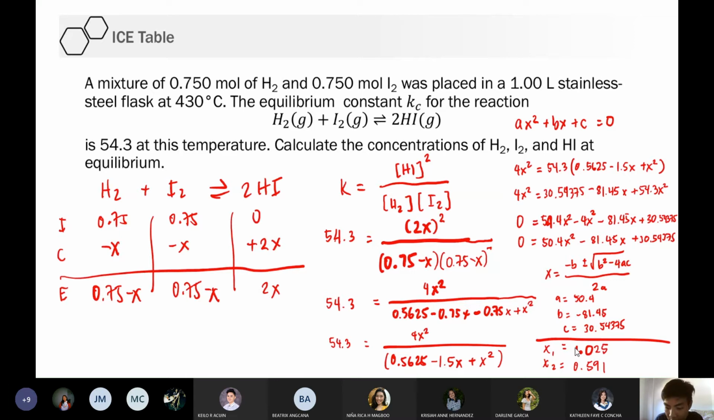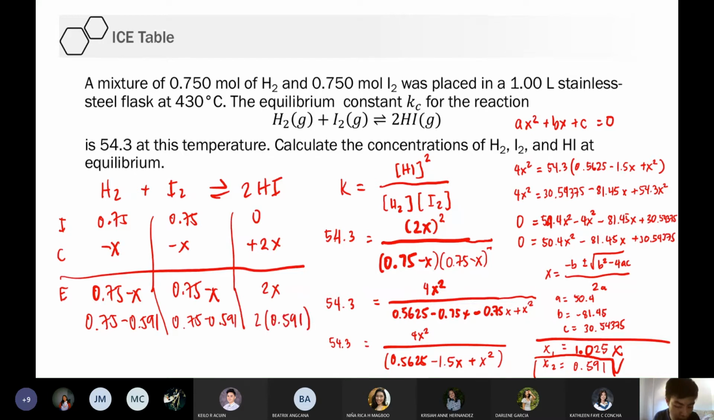So between 1.025 and 0.591, we're going to use 0.591. We will discard 1.025 because that is greater than our initial concentration. So we plug 0.591 into the x values here. That means it will be 0.75 minus 0.591. Same thing here, 0.591. And then 2x will just be 2 times 0.591.